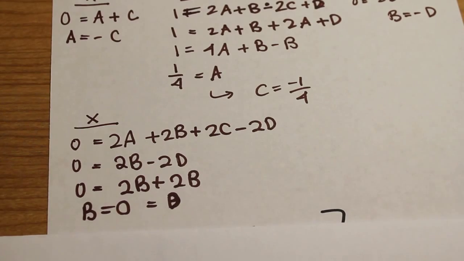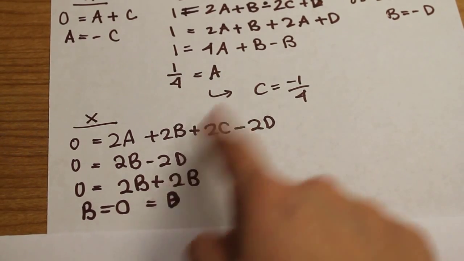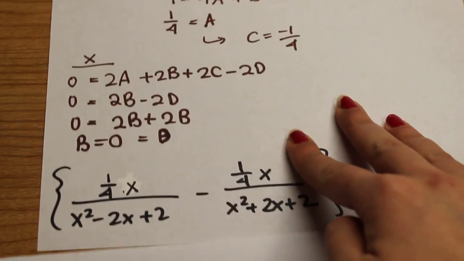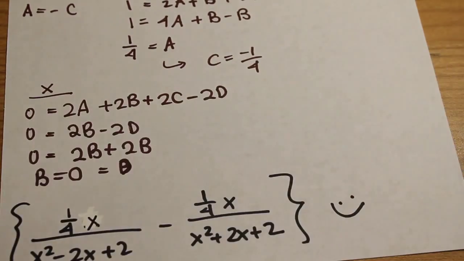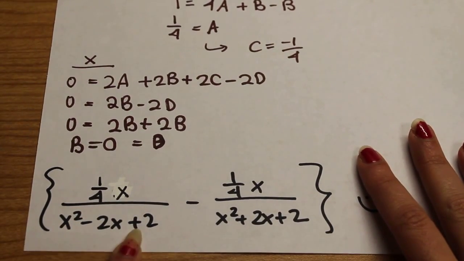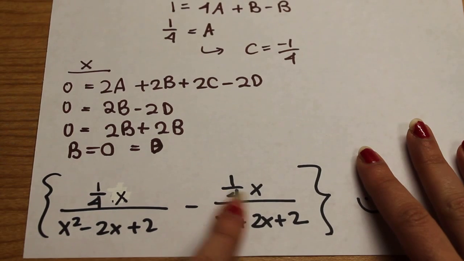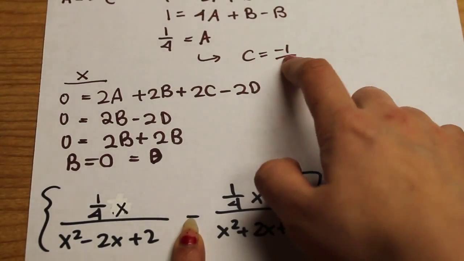Okay? So now we know a is 1 over 4, b and d are 0, and c is negative 1 over 4. So we are going to plug that in here. And we're going to get (1 over 4)x over (x squared minus 2x plus 2) minus (1 over 4)x over (x squared plus 2x plus 2), because this minus corresponds with the negative of the c. Okay?